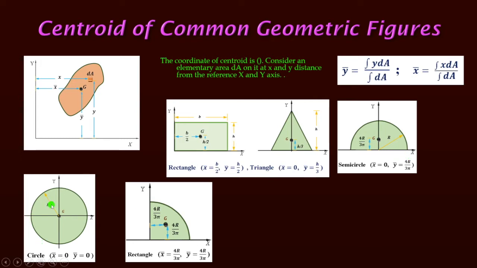In case of a circle, with the axes passing through the centroid, x bar is 0 and y bar is 0, because the centroid of the circle is at the geometric center. In case of a quarter circle, if both axes are along the diameter and perpendicular like this, then both distances are 4r by 3 pi.